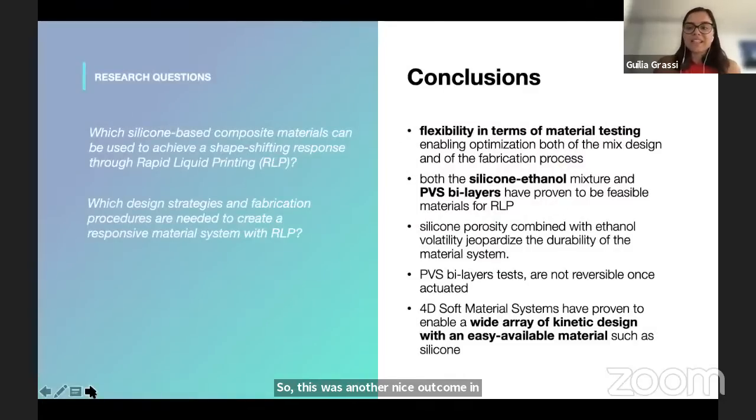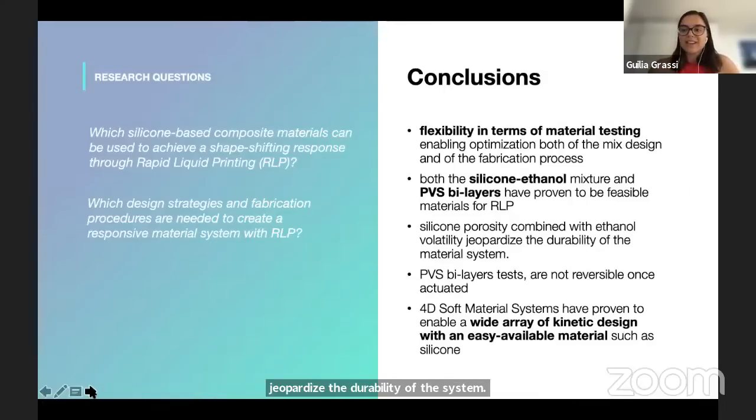In conclusion, we can say that our main research questions were which silicon-based materials could be used to achieve shape shifting. And we found that both the silicon ethanol mixture and the polyvinyl siloxane bilayers have proven to be feasible. And on the other side, which design strategies and fabrication procedures were needed to create a responsive system? Well, we found out that there were some challenges, such as the silicon porosity combined with the volatility of ethanol, which jeopardized the durability of the system.